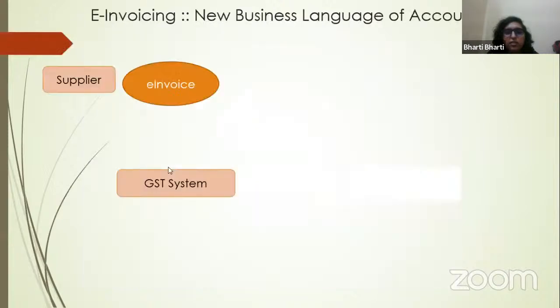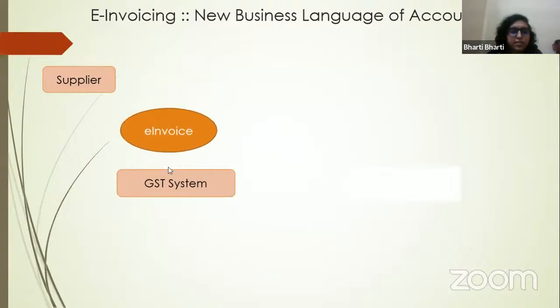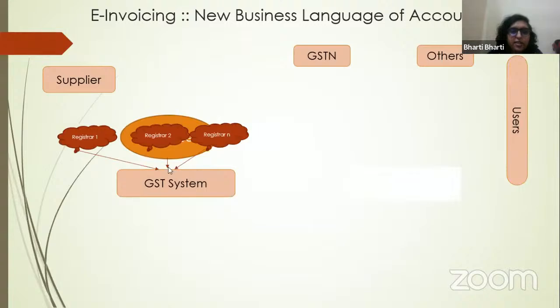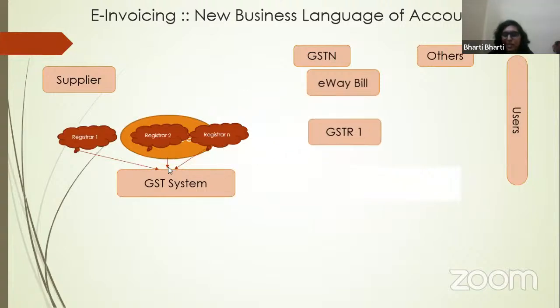To look at the process more comprehensively, let's look at this. A supplier generates an e-invoice through various registrars. It checks the validity of the JSON and checks for duplication. An e-way bill can also be generated along with the e-invoice, or after the e-invoice has been generated, an e-way bill can be generated using that IRN. It goes to the GST portal, and GSTR-1 gets auto-populated.